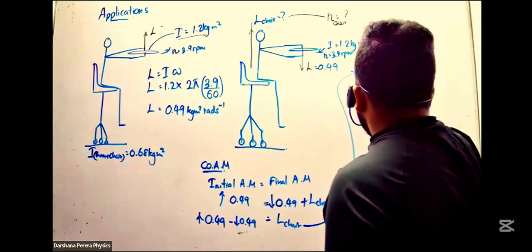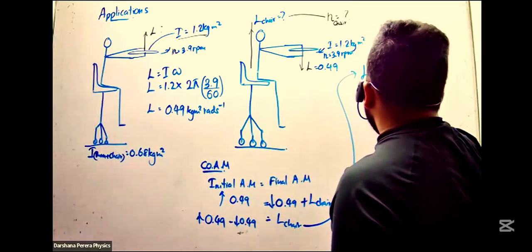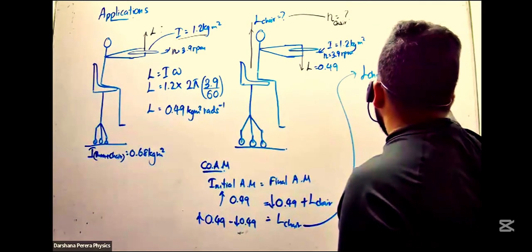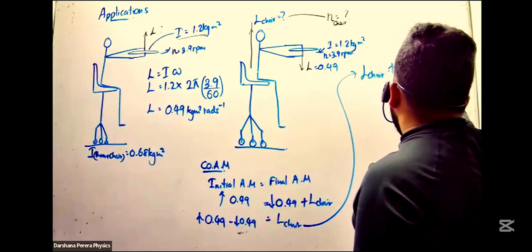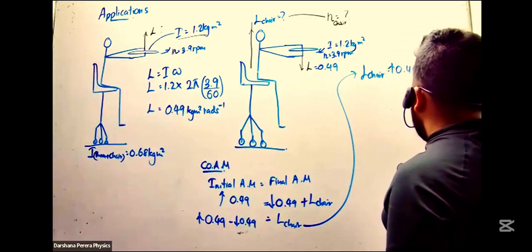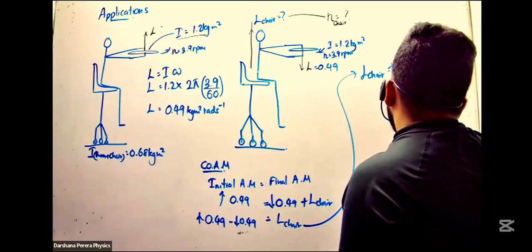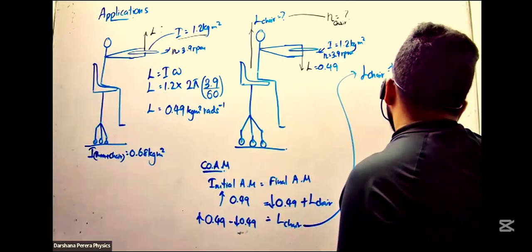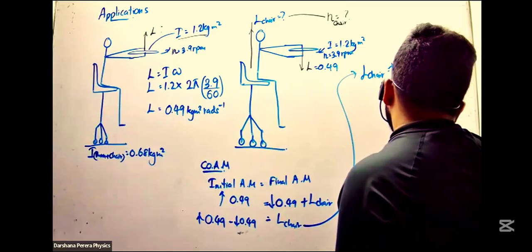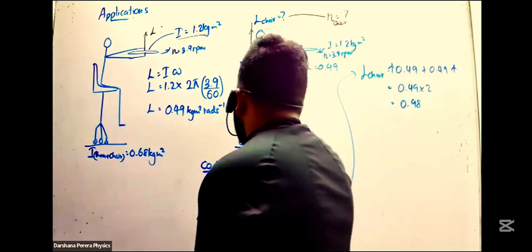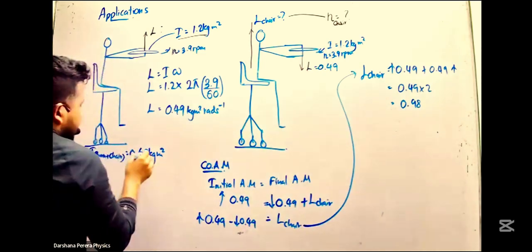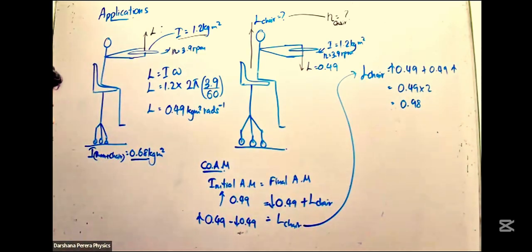L chair equals 0.49 plus 0.49 upwards. 0.49 into 2, it's 0.98. L chair is this one, but we know I of the chair and the man is 0.68.